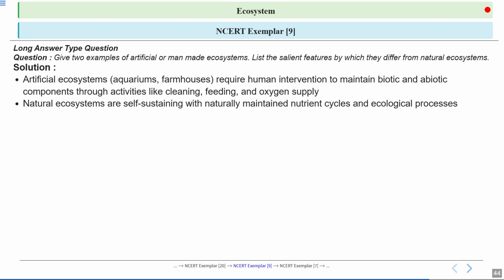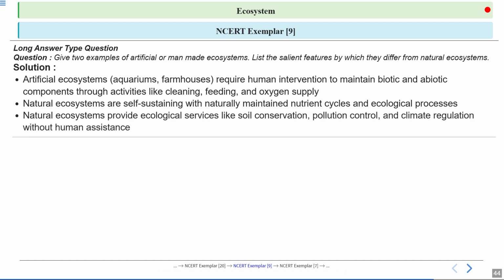Now, let's talk about the natural ecosystem. These ecosystems are self-sustaining, meaning they maintain their nutrient cycles and ecological processes without human help. This is the key difference from artificial ecosystems, as natural ones rely on their own internal mechanisms to thrive.